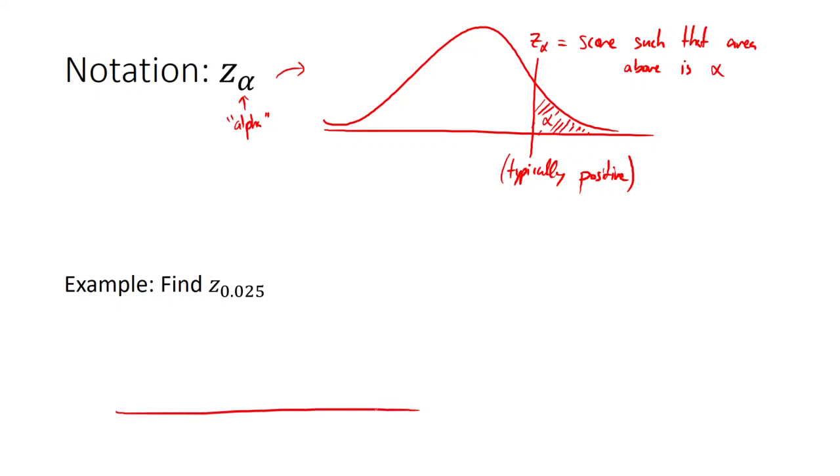If I were going to try to find z sub 0.025, what I'm looking for is the z-score such that 2.5% is above. Now, there's a couple ways to find that. Can anybody think of one way we could find it? Yeah, one way is we could just figure, okay, if 2.5% have to be above, how much has to be below?